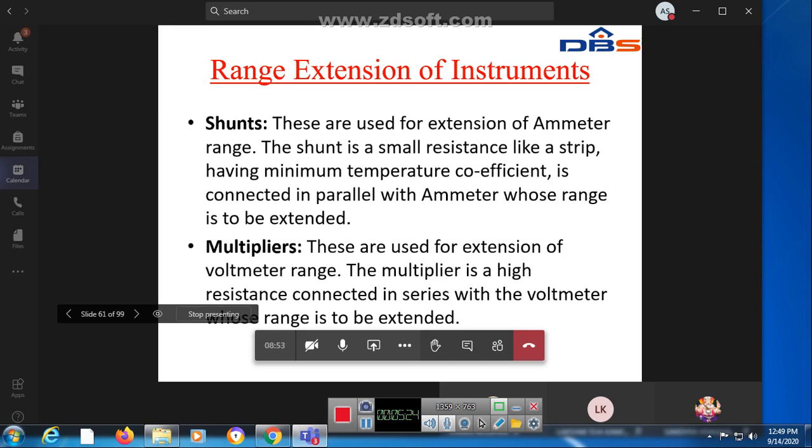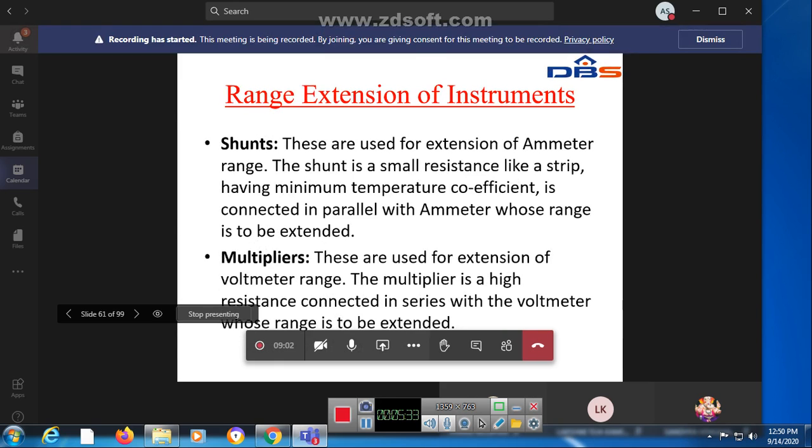Coming to shunts. Shunts are used for extension of the ammeter range. The shunt is a small resistance, like a strip, having a minimum temperature coefficient, connected in parallel with the ammeter whose range is to be extended.